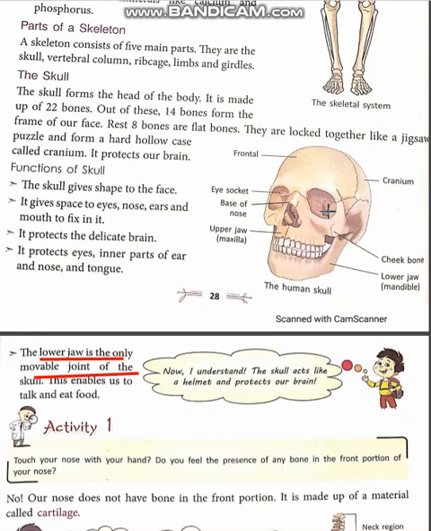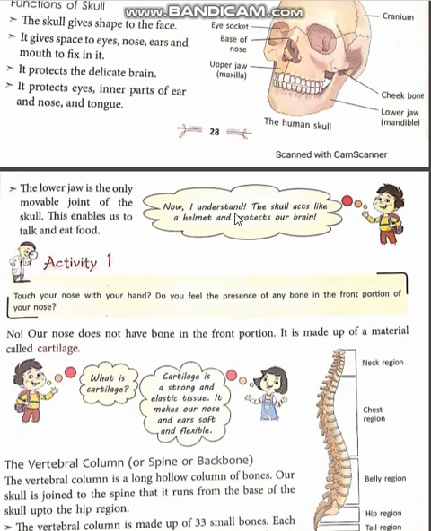Total bones are 22. 14 bones form the frame of the face. 8 bones form the upper part called the cranium. All the parts are fixed except the lower jaw. Okay. Now let's do the other. Here is one thing written. Now I understand the skull acts like a helmet and protects our brain.